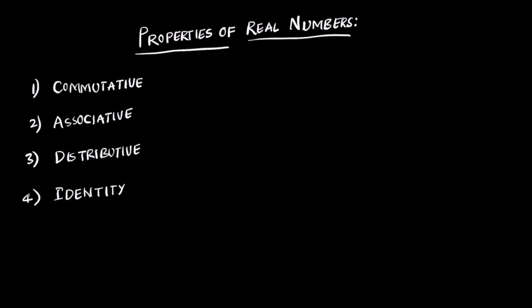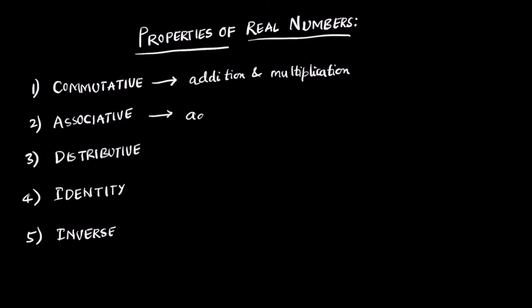One other property that's commonly used is the inverse property. So let's discuss one by one. The commutative property only works for addition and multiplication. The associative property also works for addition and multiplication.